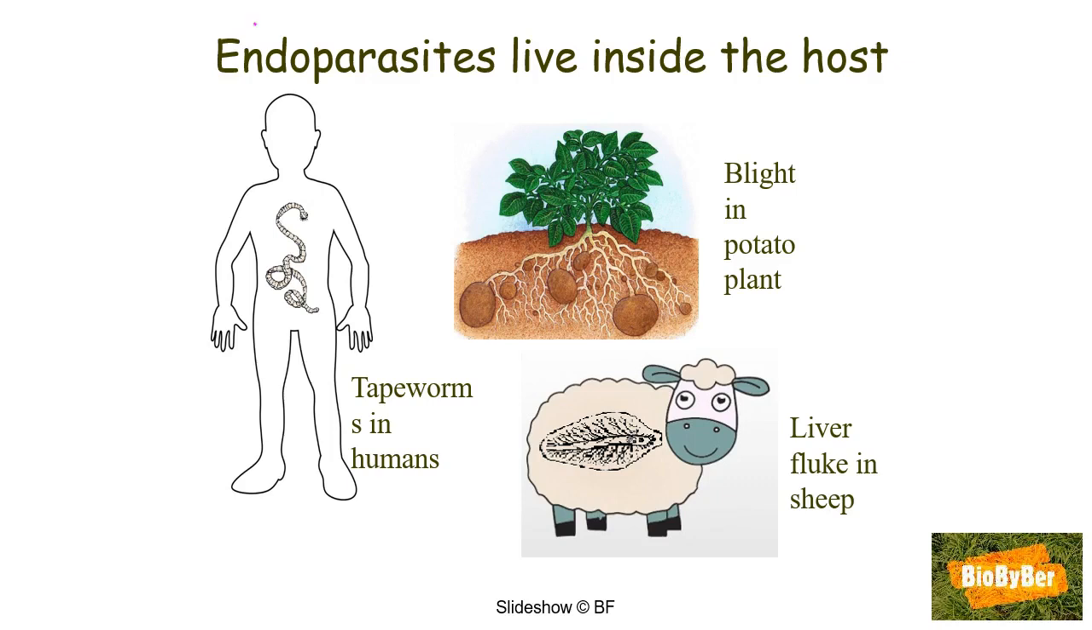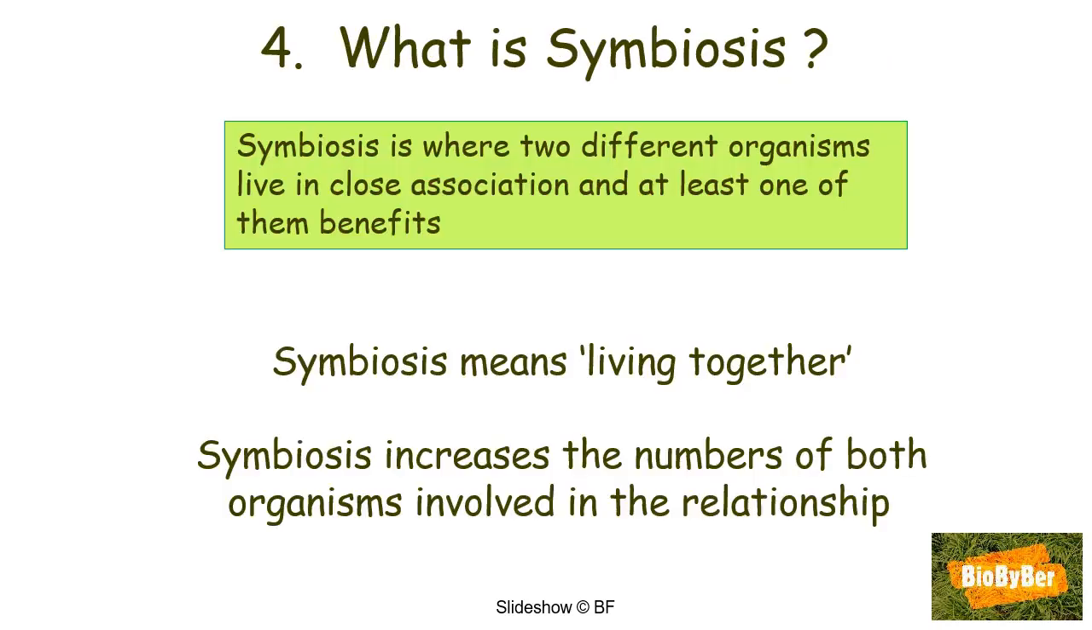Endoparasites live inside the host. Endo meaning inside, like we had endoplasm before. An example of an endoparasite would be a tapeworm in humans that can live in your intestines, or blight, the potato blight disease caused by the potato blight fungus living in the potato plant. The potato blight fungus lives in the plant and absorbs food from the plant cells. Or you might also have the liver fluke worm, a flatworm, that lives in the bile duct of sheep.